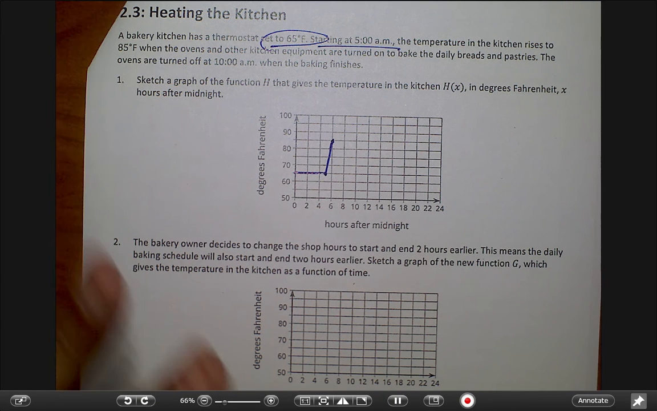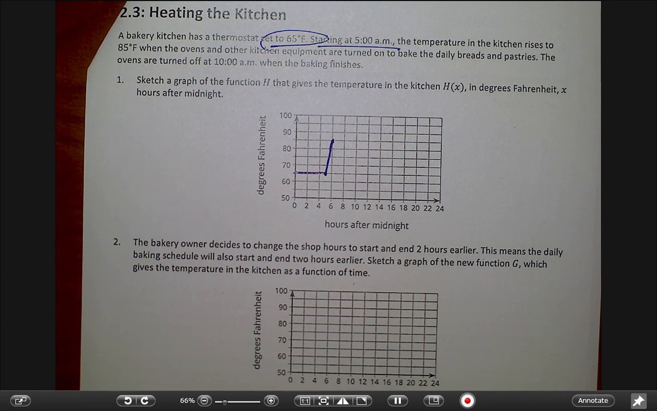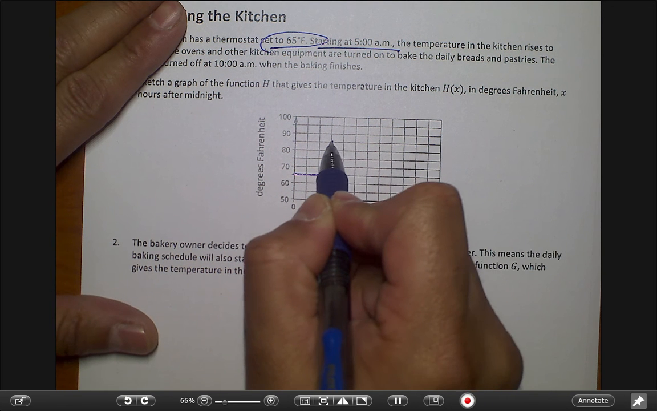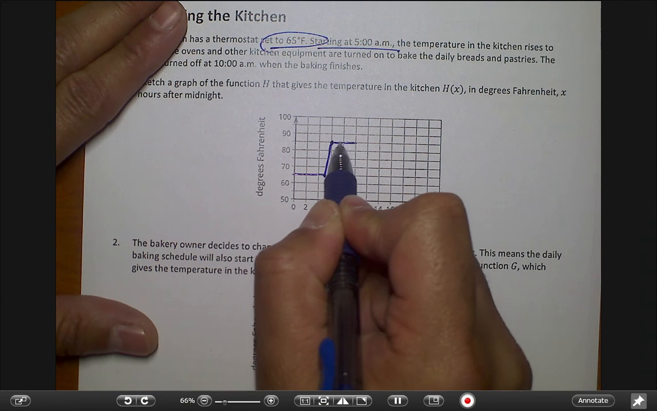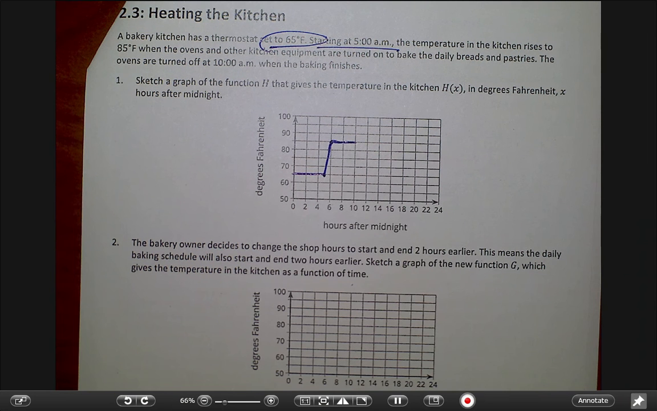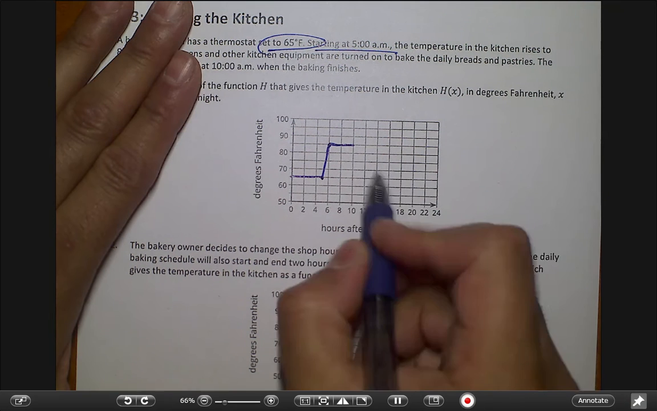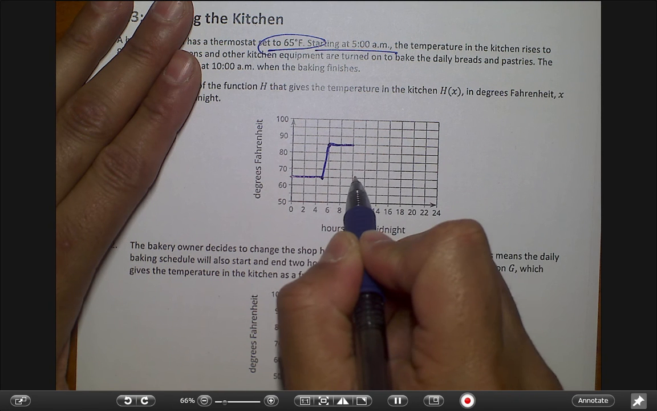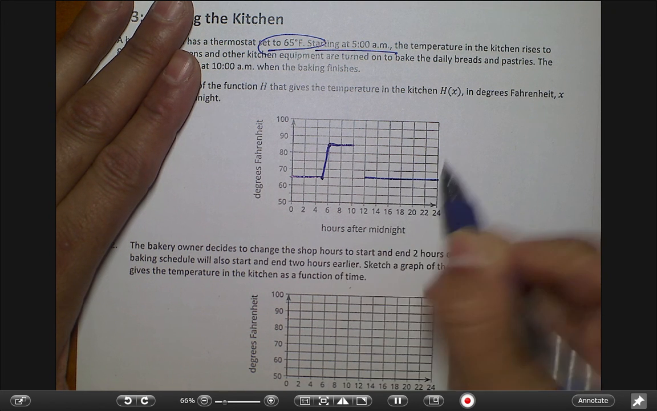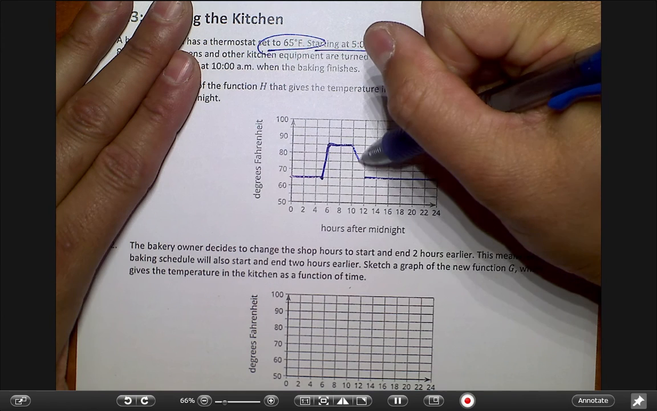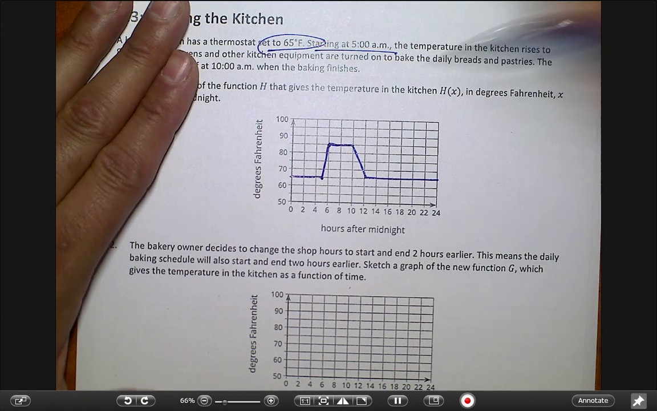And it stays that hot until what time? 10 a.m. So I'm going to draw a line. It's going to stay at 85 until 10 a.m. There we go. And after 10 a.m., it cools down. But it cools down to what? Back to 65, which is my ambient temperature. I'm going to say it takes 2 hours to get back to that. Again, missing information from my graph, so I'm just giving it to you here.